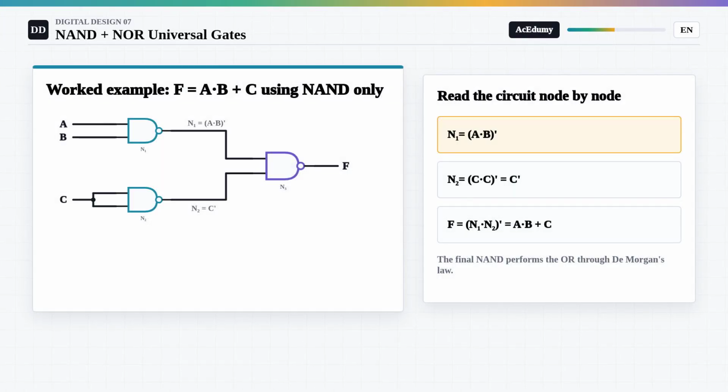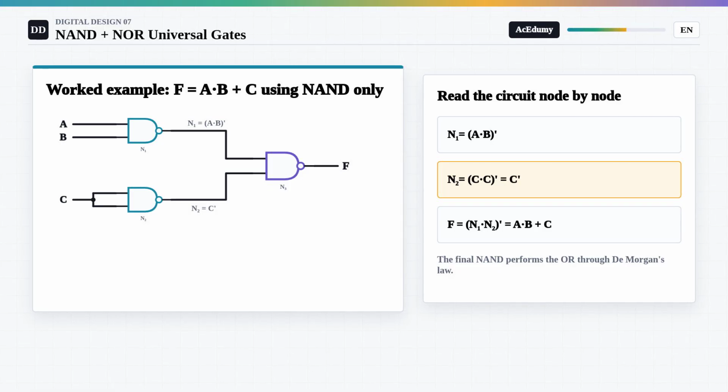Let us implement F equals AB plus C using NAND gates only. Read the circuit node by node. N1 is NAND of A and B, so N1 equals the complement of AB. N2 has both inputs tied to C, so it acts as an inverter and produces C prime. The final NAND receives N1 and N2. Its output is the complement of their product.